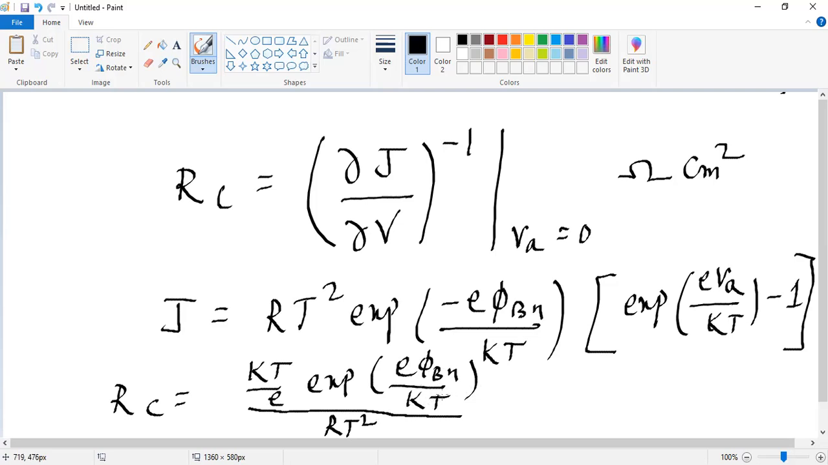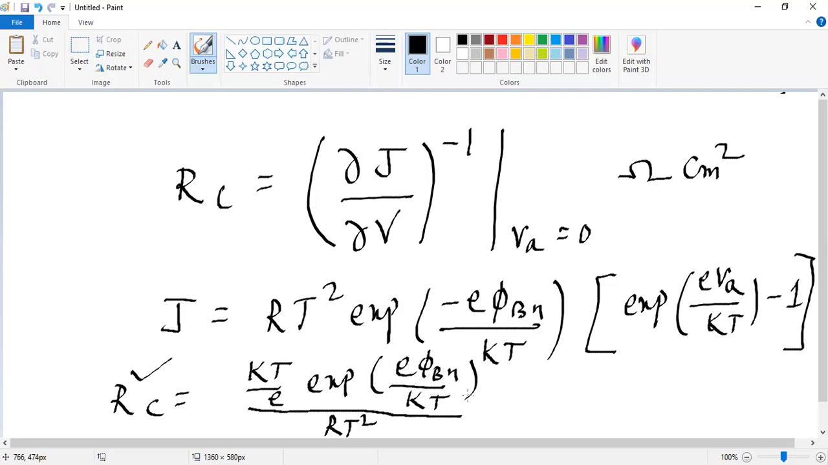In this expression, you can see the specific contact resistance Rc decreases exponentially as the barrier height decreases. It is e to the power −qφBn by kT, and then the derivative of exp(qVa/kT) gives q by kT, to the power minus 1. So the specific contact resistance decreases rapidly as the barrier height decreases. It is not directly proportional, sorry; it is e to the power qφBn by kT, so it is exponential.